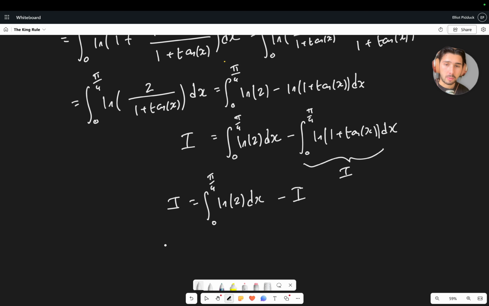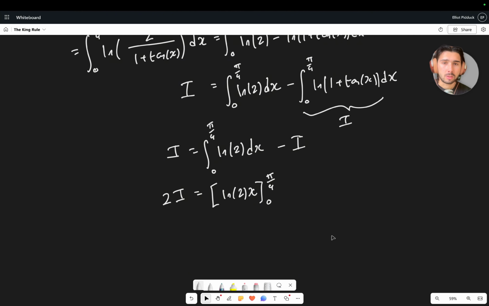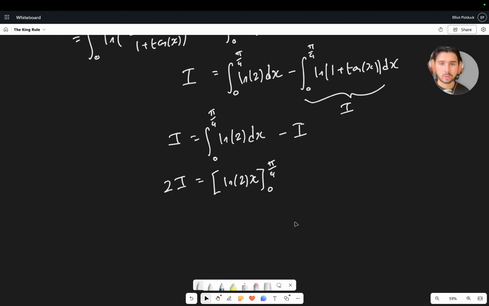So adding I to both sides, we have 2I, and that's equal to the integral from 0 to pi over 4 of the natural log of 2. What is that? Well, if we integrate the natural log of 2, we will get the natural log of 2 times x, because remember, the natural log of 2 is just a constant. It doesn't integrate any differently to the number 1 or the number 2. The natural log of 2 is just a constant.